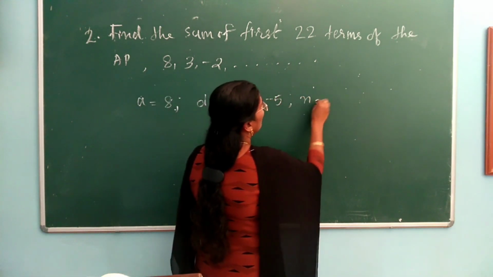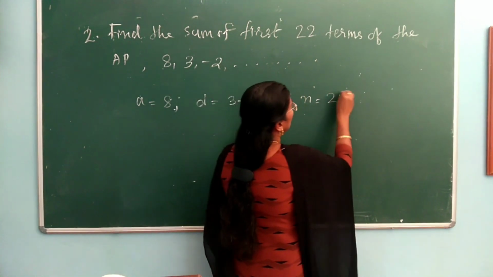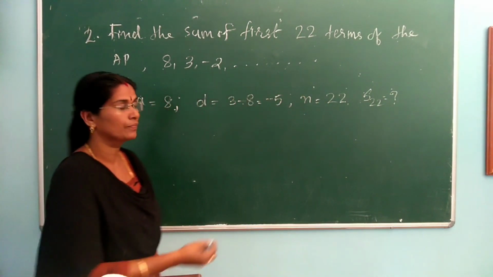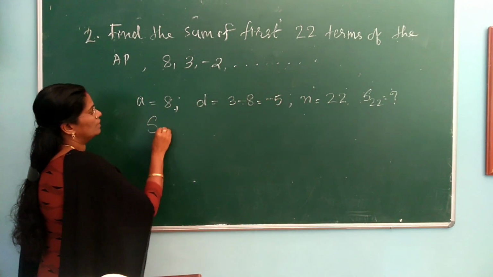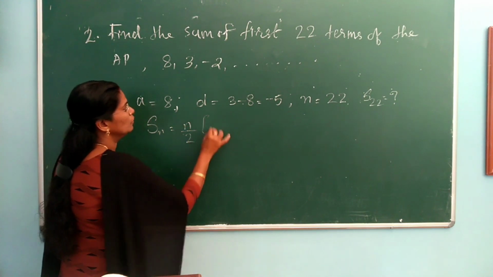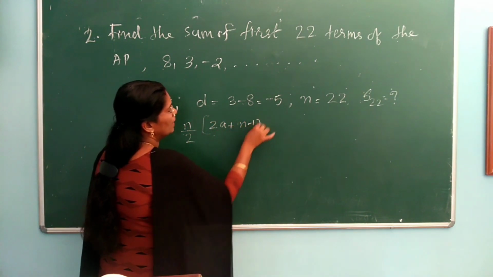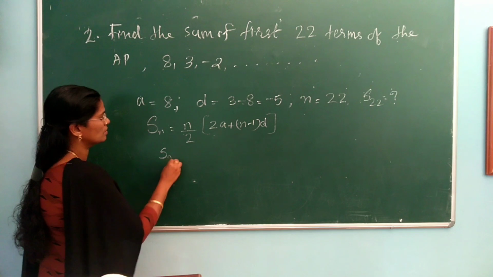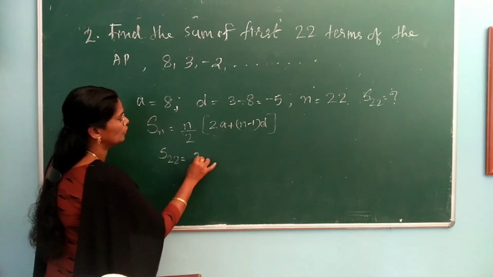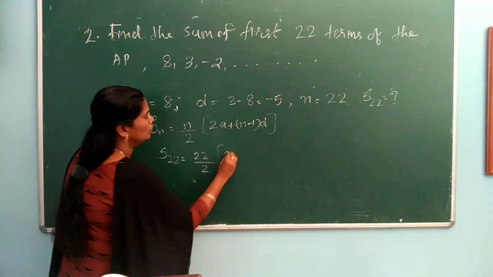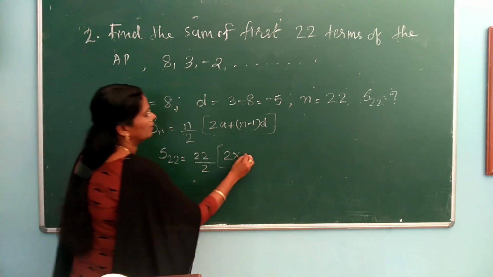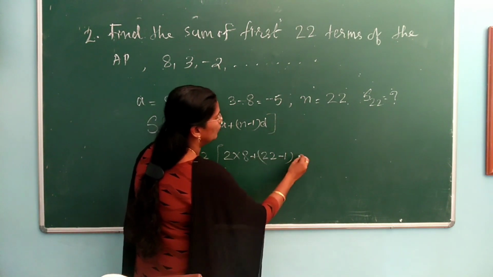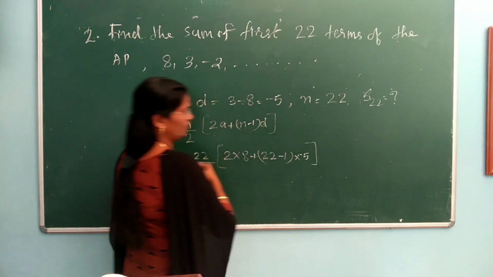What is n? How many terms we have to find? 22 terms. So yes, 22 we have to find out. We are applying the formula Sn is equal to n by 2 into 2a plus n minus 1 into d. Okay, now applying the values. S22 is equal to 22 by 2 into 2a, what is a? 8. n is 22. So 22 minus 1 into d. d is minus 5. Okay.